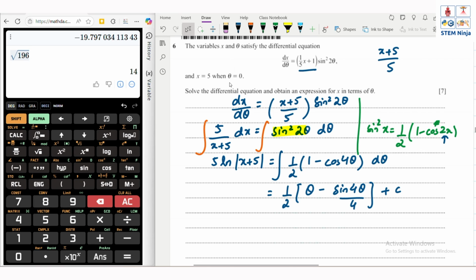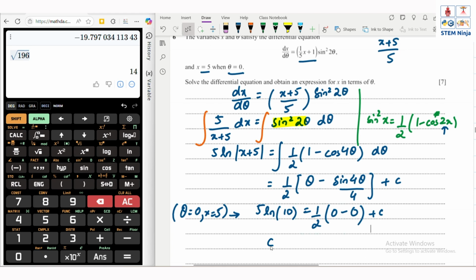Now, they said that when theta is equal to 0, x is equal to 5. So this would become 5 ln of 5 plus 5 equals half of 0 minus a quarter sine of 0, which would also be 0, plus c. So c is basically 5 ln 10, which can be further reduced also. Actually, we can leave it like this.